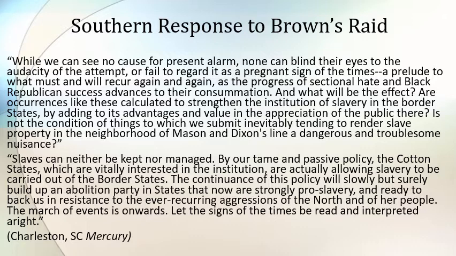I want to stop here for a second and talk about what this first paragraph is saying. So what we can see here, a prelude.